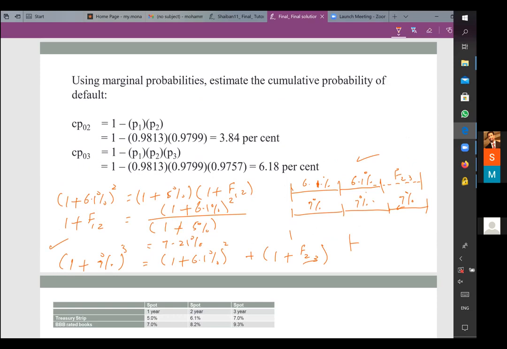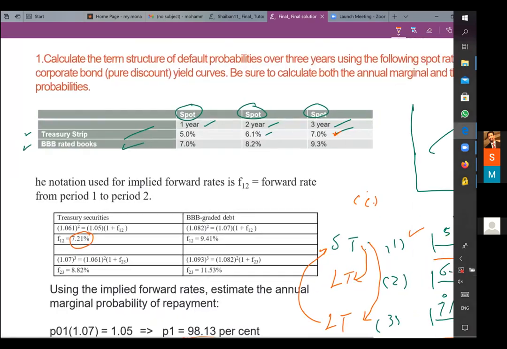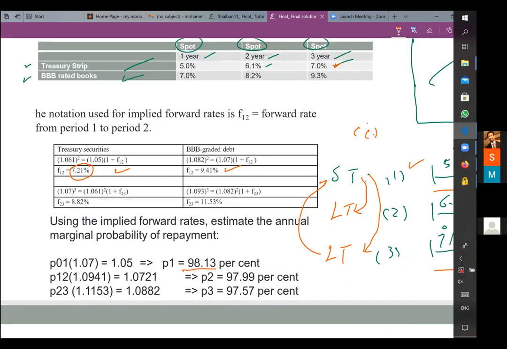I will do that for the treasury strip, and I will do it for the corporate rates. And in this case, I can calculate actually forward year 1 for the treasury securities, forward year 1 for the group rates, and then I can calculate also the second forward rate for year 3, which belongs to the treasury, and forward 2 for year 3 for the triple B.